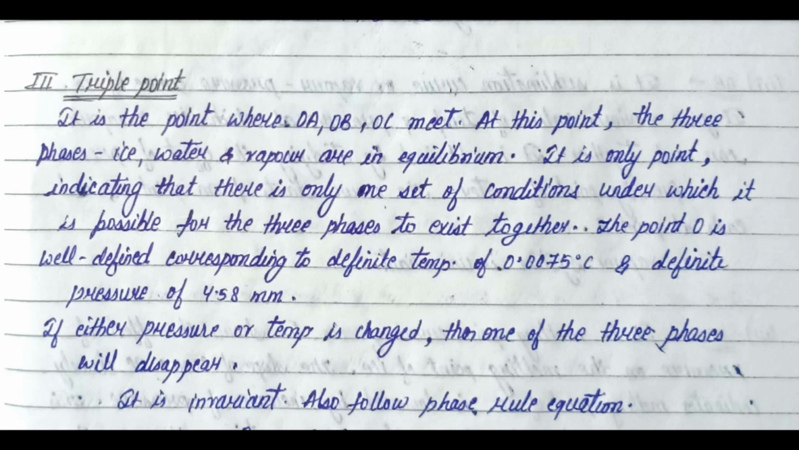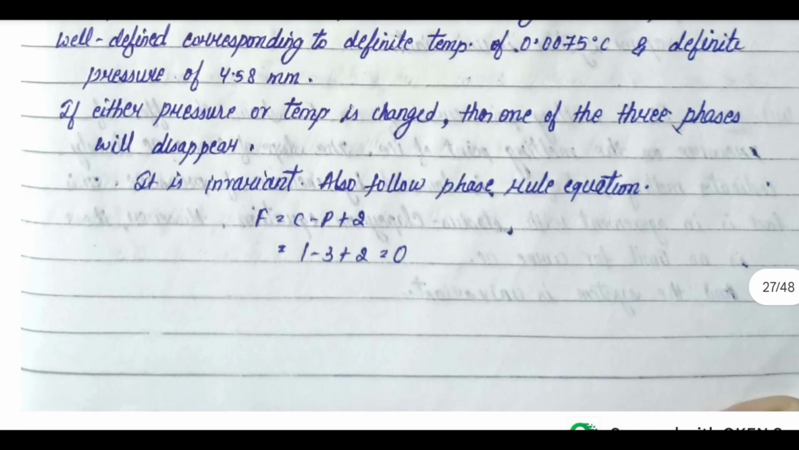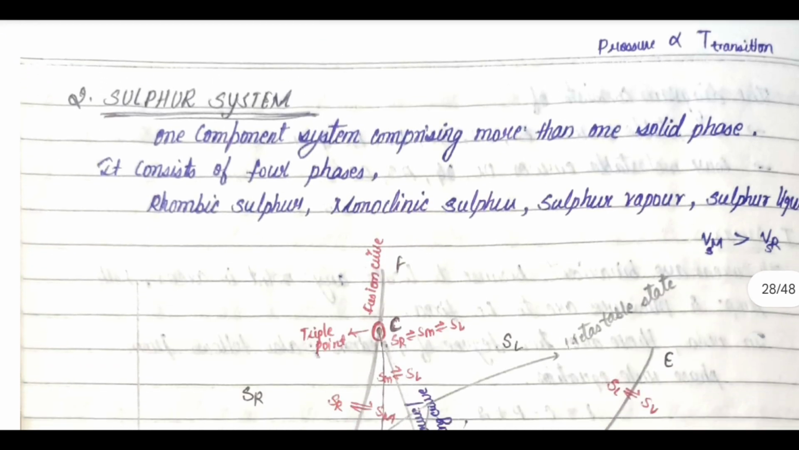Third, triple point. It is the point where OA, OB, OC meet. At this point, the three phases ice, water, and vapor are in equilibrium. It is the only point indicating that there is only one set of conditions under which it is possible for the three phases to exist together. The point O is well defined, corresponding to a definite temperature of 0.0075 degrees Celsius and definite pressure of 4.58 mm. If either pressure or temperature is changed, then one of the three phases will disappear. It is invariant; it also follows the phase rule equation F is equal to 1 minus 3 plus 2 equal to 0.